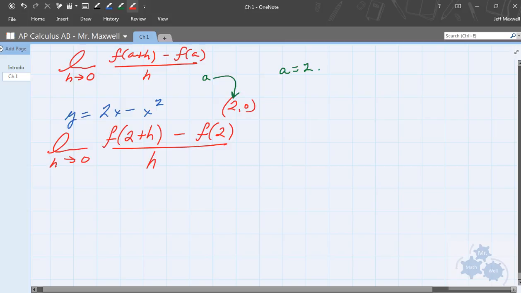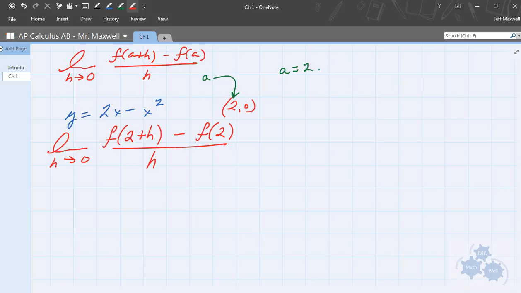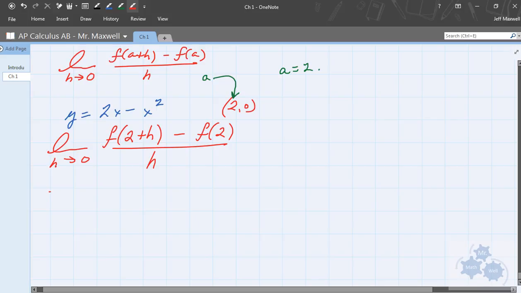Oh yeah, this is actually a tricky part I found teaching as well. Okay, so this is how you need to write this. H approaches 0. Now, okay, everybody watching carefully.